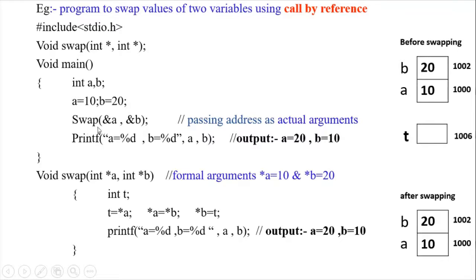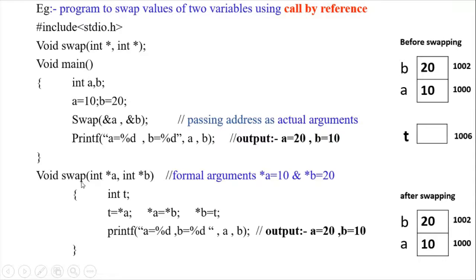So how can we call the function? swap, then ampersand a comma ampersand b. That means here we are passing the address of a and b, that is, passing addresses as actual arguments. Here we are passing the address of a, and here the address of b. Whenever the function call occurs, the control goes to the function definition.